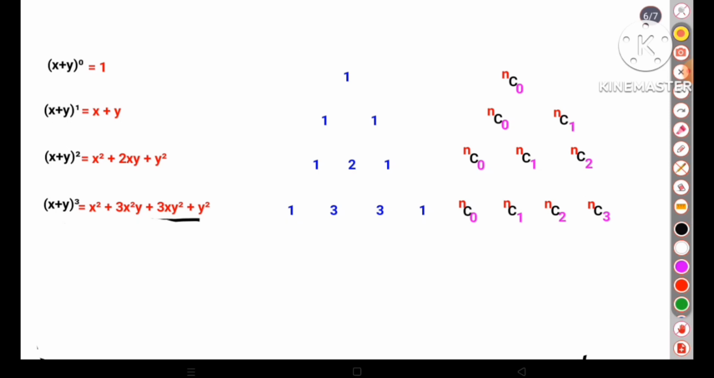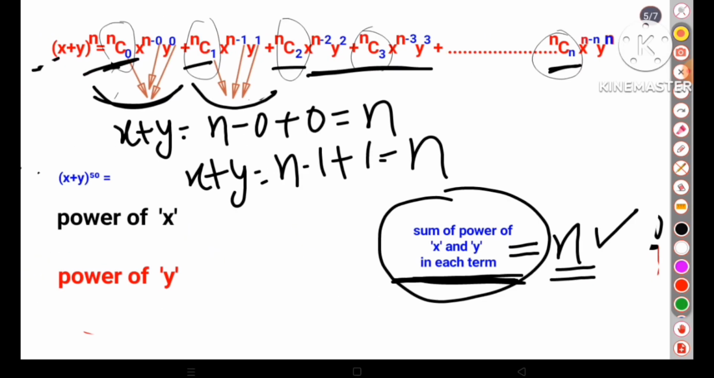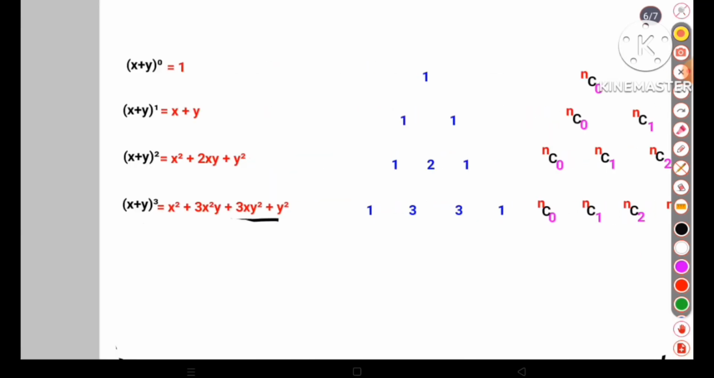Now let us talk about the coefficients of binomial expansion. In the previous slide, as we saw, this is the general form of the binomial theorem, and nC0, nC1, nC2, nC3 and nCn are the binomial coefficients. Let's talk about how we find out these coefficients.